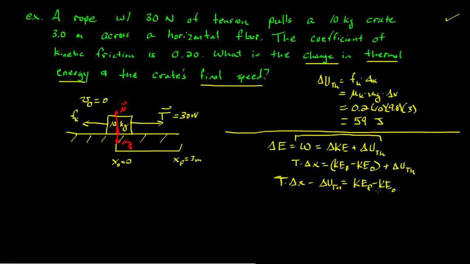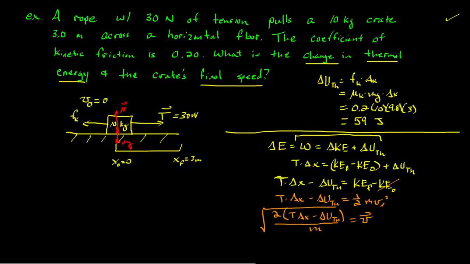To finish out this problem, the initial kinetic energy is 0. So we get tension times the change in position minus the change in thermal energy. It's going to be 1/2 m vf squared. The 59 joules would go right in here. I'm not going to do that though. So multiply by 2 and divide by m. Just make sure when you multiply, you do the whole thing. So it's T delta x minus change in thermal energy divided by the mass, and then take the square root. So just a little bit of algebra. That would give you the velocity.